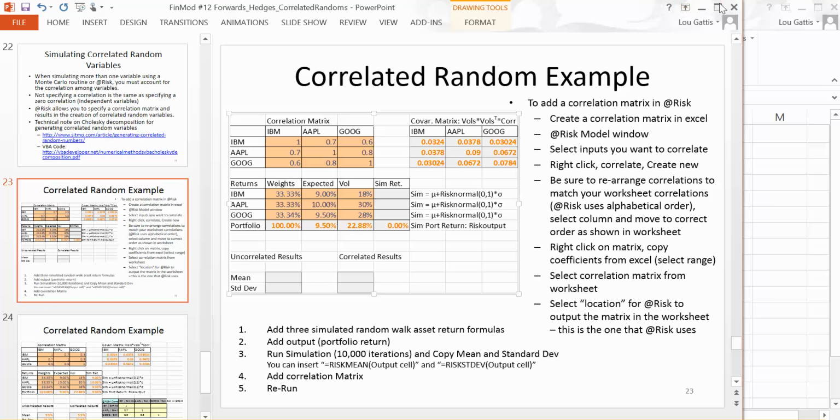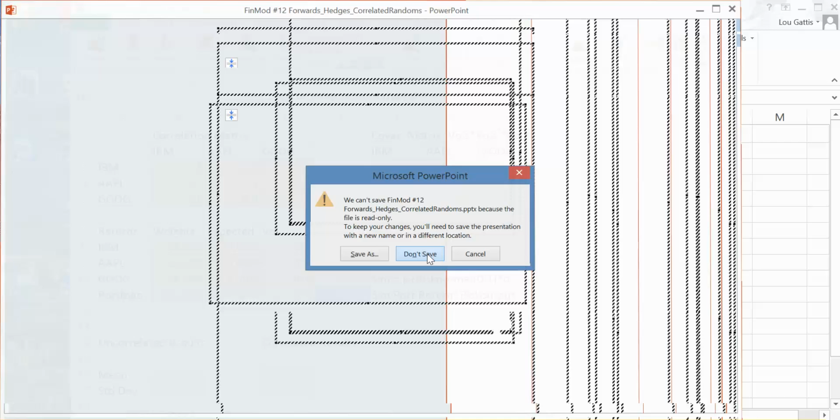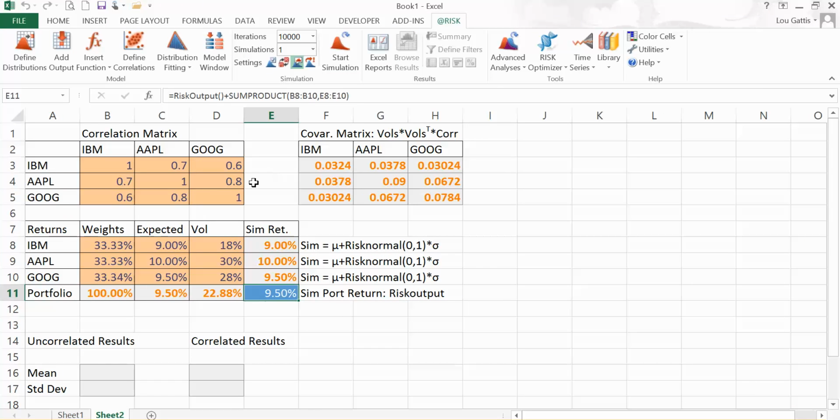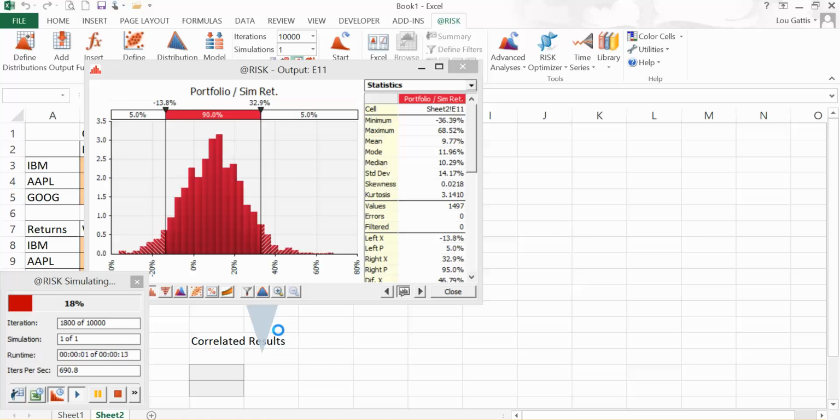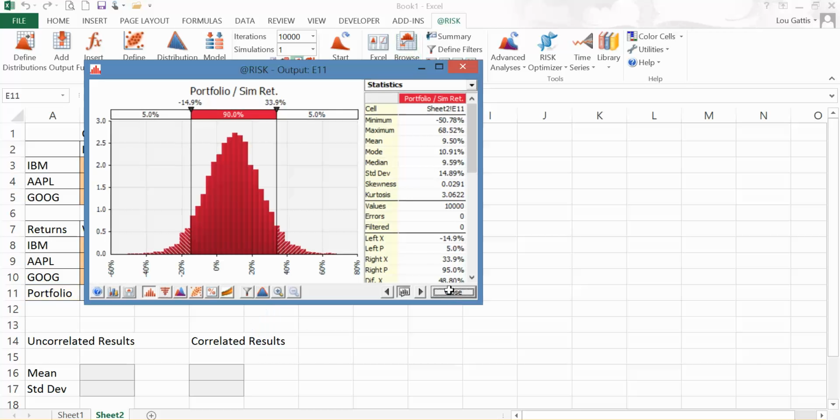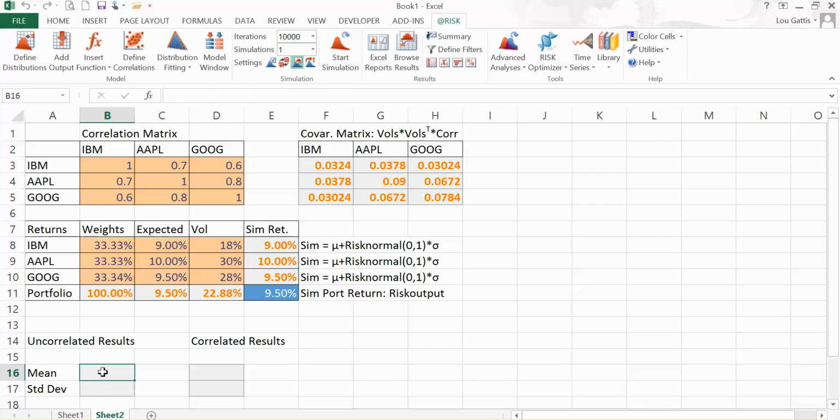I'm going to close PowerPoint for now. And now if I were to run the simulation on 10,000 iterations, what you'll see is you'll get a mean of 9.5. Although look at the standard deviation of 14.9. So the standard deviation of that portfolio is 14.9. So let me write that in here. Mean of 9.5 and standard deviation of 14.9.